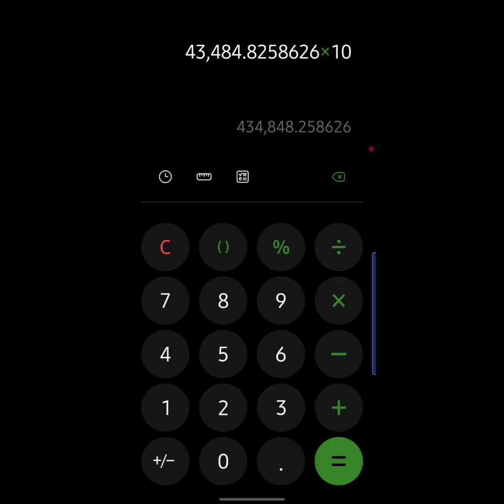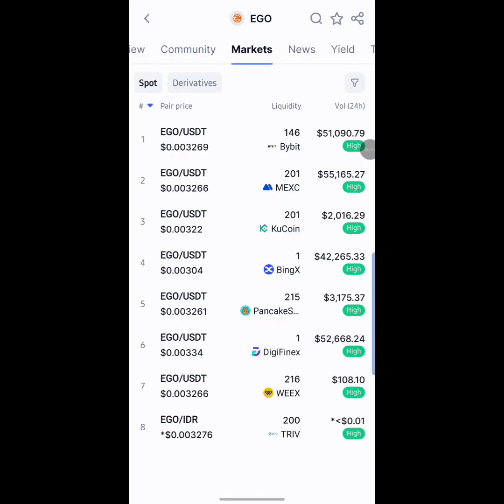Okay, so I'm going to go over to CoinMarketCap right now so I show you exactly what I'm talking about. Okay, so I'm going to go there right now, guys. Here we are, guys. So as you can see, this token right here called Ego is currently sold on BingX for the sum of 0.00304. And right here on Bybit, it's sold for 0.003269. So this is actually a 7% profit right here.